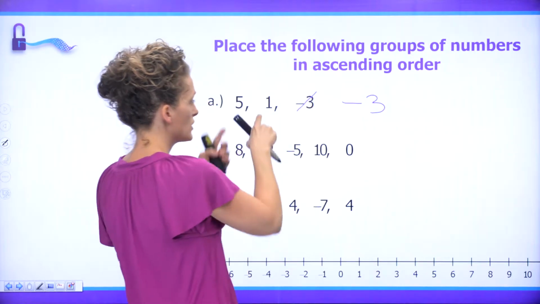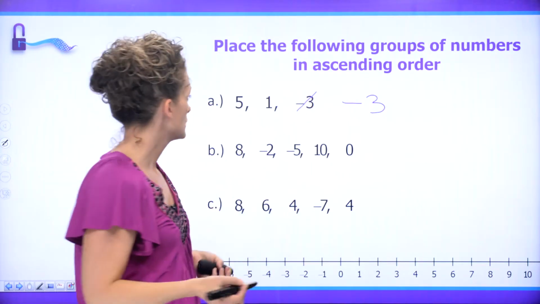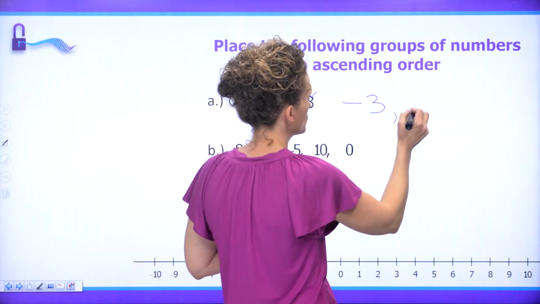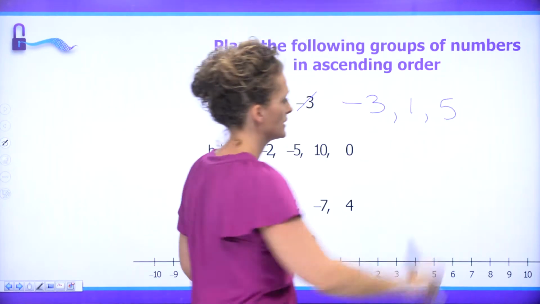And then we only have two choices left, so which is bigger, 1 or 5? Think of it like money. How much would you rather have, 1 or 5? I'd rather have 5.